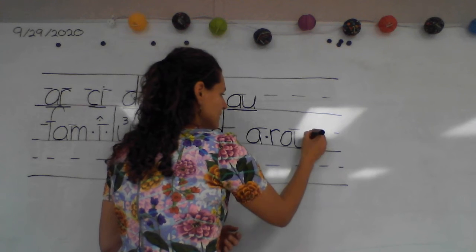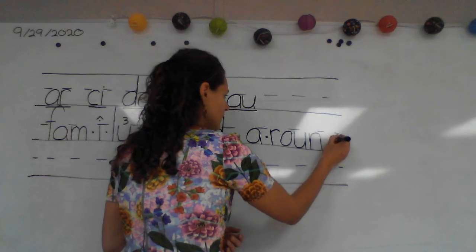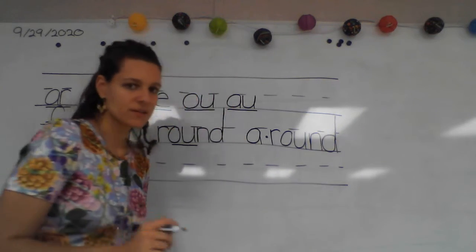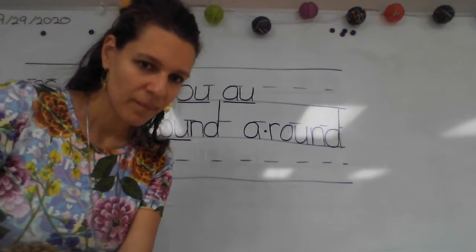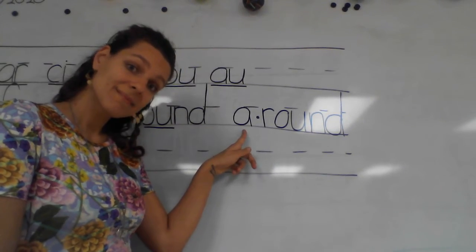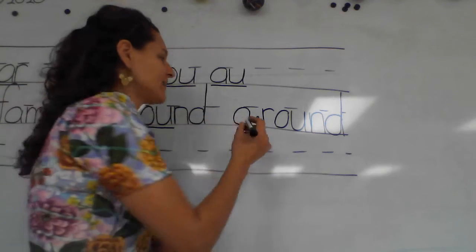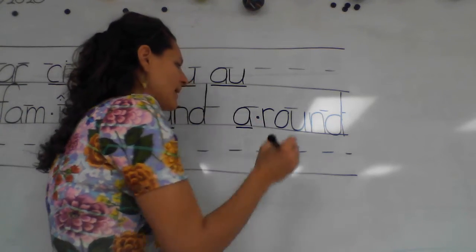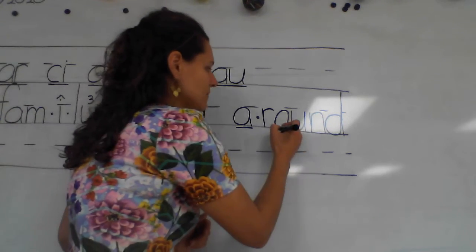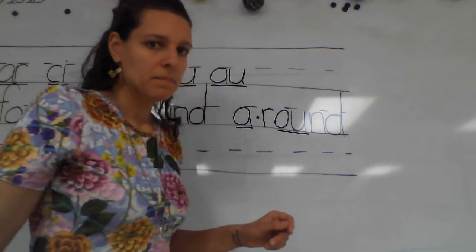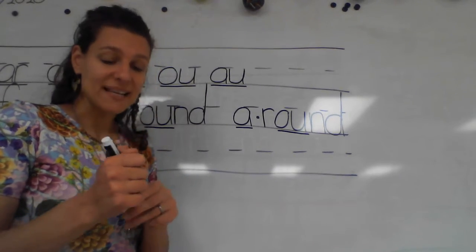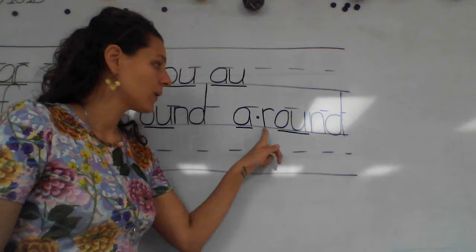What's next? Good. Excellent. Very nice. Make sure yours looks like mine. All right, let's mark it. Excellent. We need to underline it because it's saying its name in a-round. Excellent. We need to mark that too. All right, let's say our sounds and put them together.